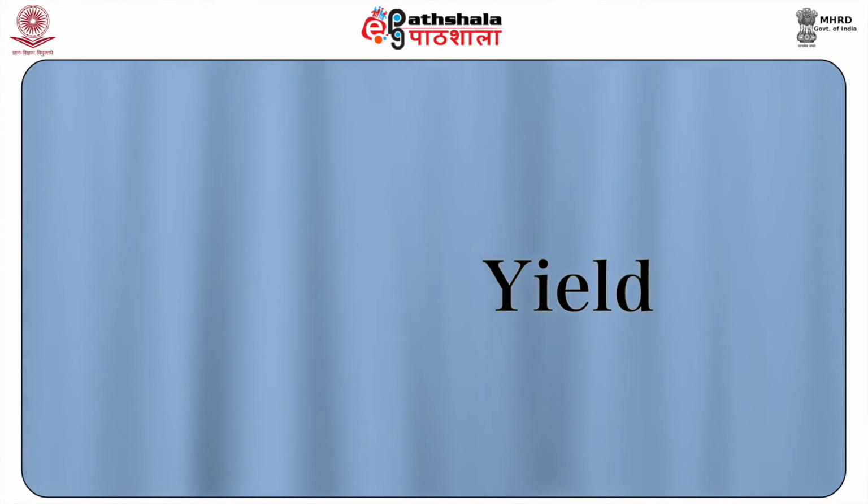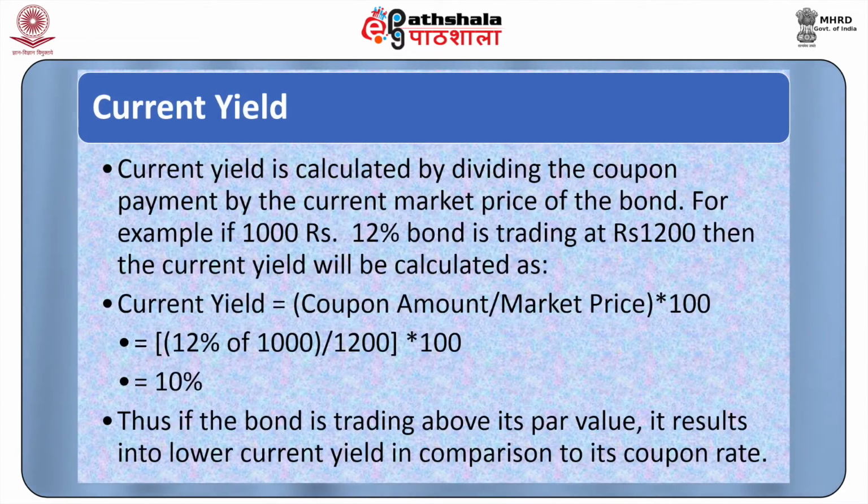Current yield. Current yield is calculated by dividing the coupon payment by the current market price of the bond. For example, if a rupees 1000, 12% coupon bond is trading at rupees 1200, then the current yield will be calculated as current yield is equal to coupon amount divided by market price multiplied by 100. So 12% of 1000 divided by 1200 into 100 is equal to 10%.